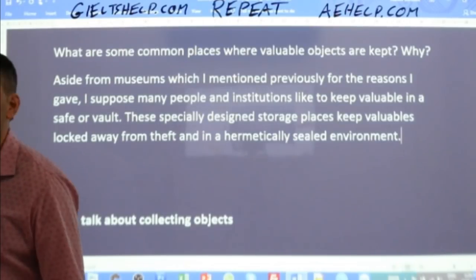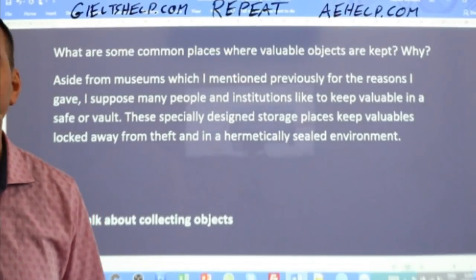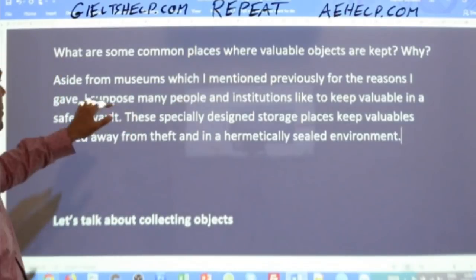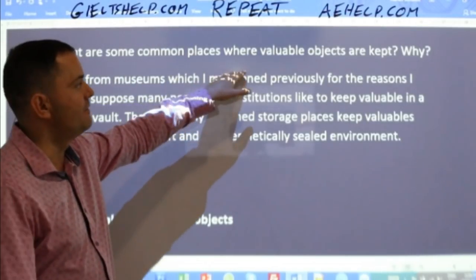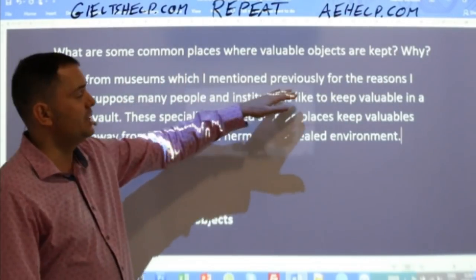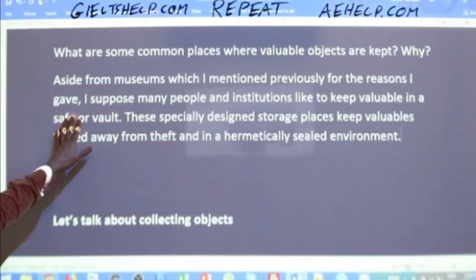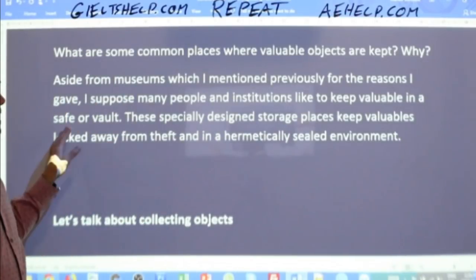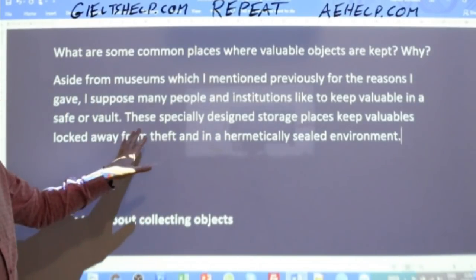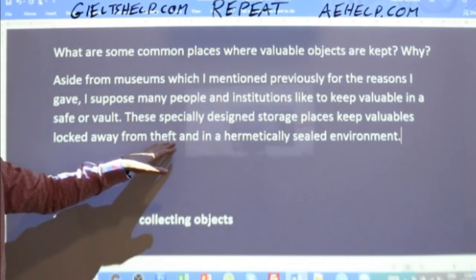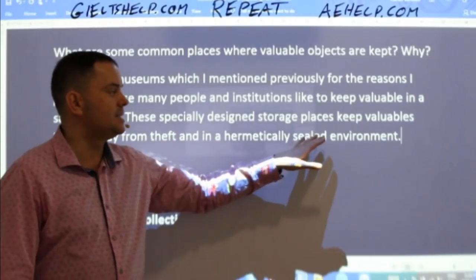Okay, there we go. So again, giving you some more vocabulary to work with, okay? Repeat after me. Again, this is speaking, ladies and gents. Repeat nice and loud. What are some common places where valuable objects are kept? Aside from museums, which I mentioned previously, for the reasons I gave, I suppose many people and institutions like to keep valuables in a safe or vault. These specially designed storage places keep valuables locked away from theft and in a hermetically sealed environment.